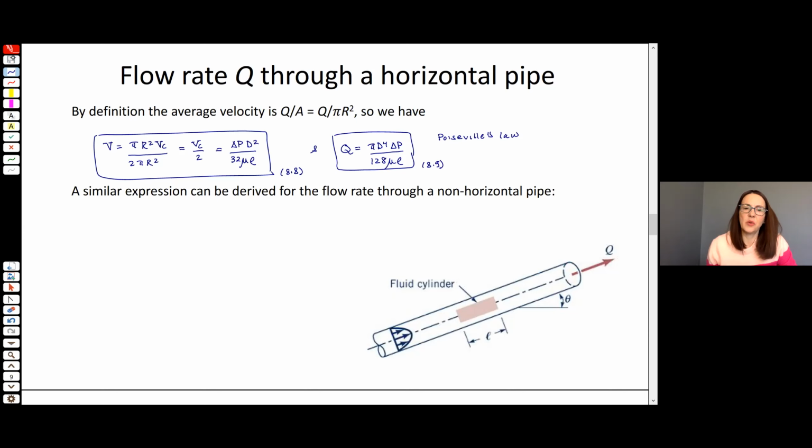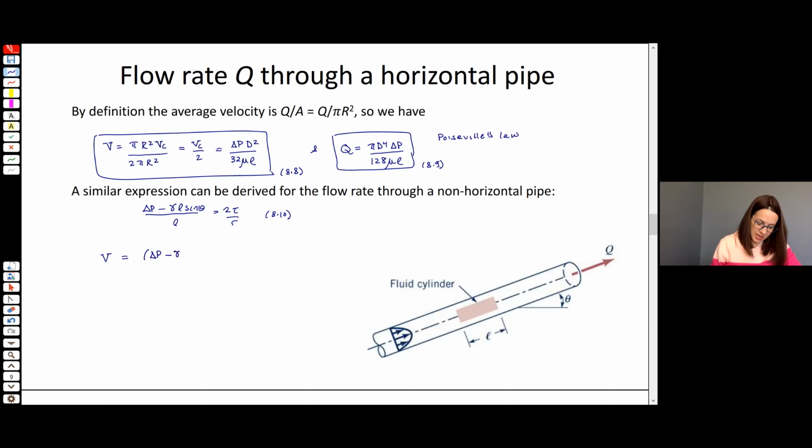All right. Now, what if our pipe was not horizontal, but it was at some angle theta, like we see on the bottom right here? We can derive a similar expression in the same way. We'll go through all the details this time, but if we do a force balance, it's going to give us that delta P minus gamma times L sine theta, over L, is equal to 2 times tau over R. This is equation 8.10. And we can use that to derive expressions for the mean velocity and the volumetric flow rate Q.